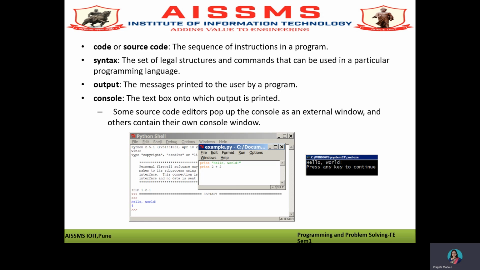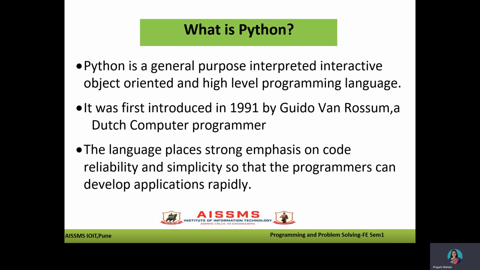Now, with these basic terms, which are very general and commonly used with any programming language, let us continue to see what Python is. Python is a general purpose, interpreted, interactive, object oriented, and high level programming language. I have used many terms here to describe the language.